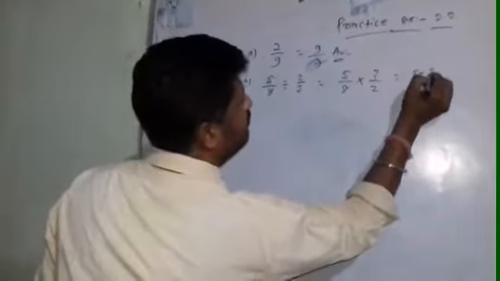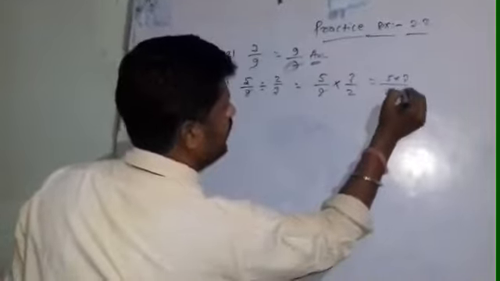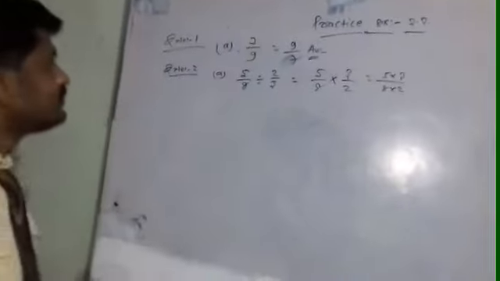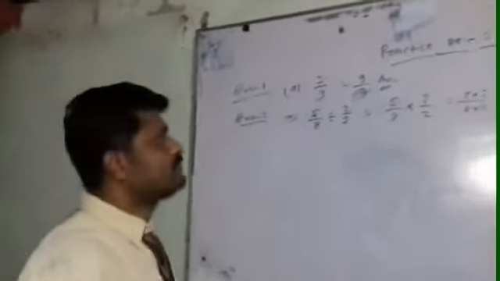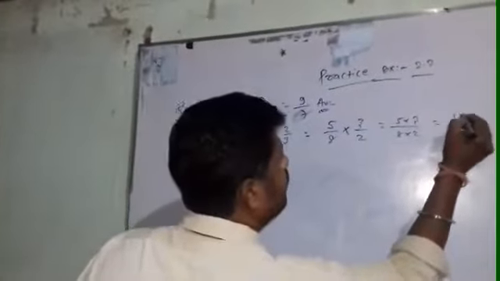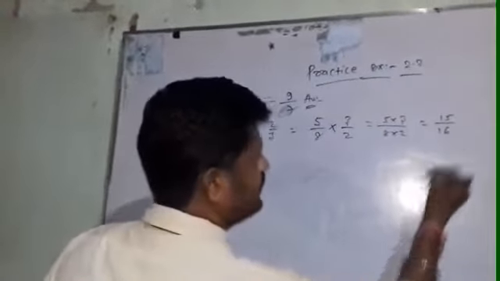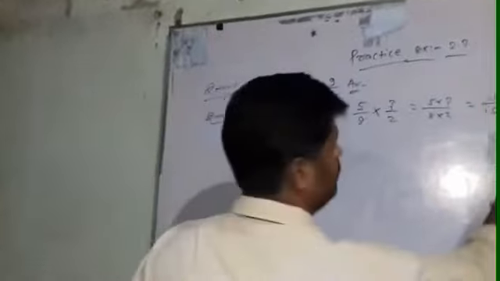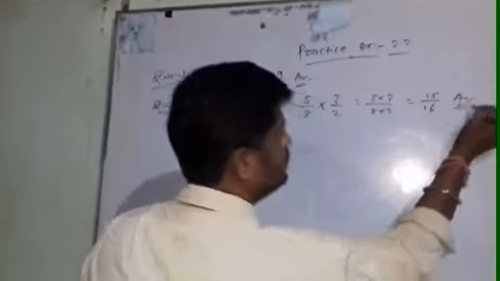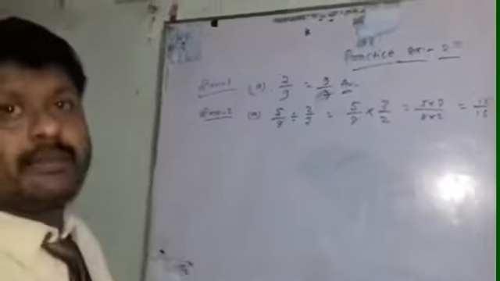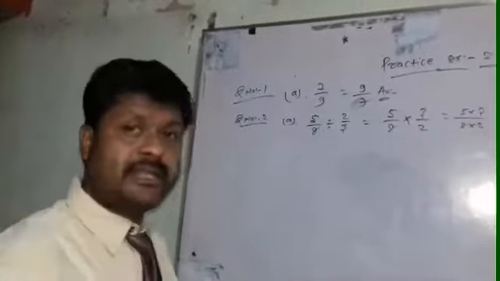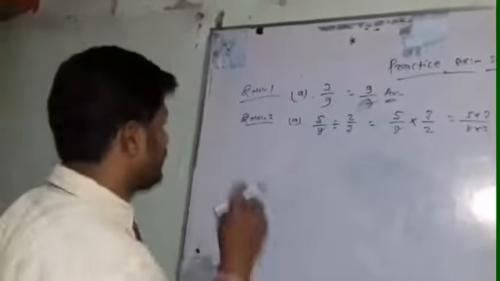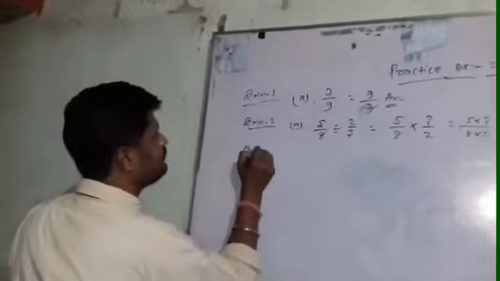Then 5 multiplied with 3 and 8 multiplied with 2. Then 5 times 3 is 15, 8 times 2 is 16. This is your answer. Okay? If you have any problem, then you can contact me at my mobile number. Okay? Question number 3.